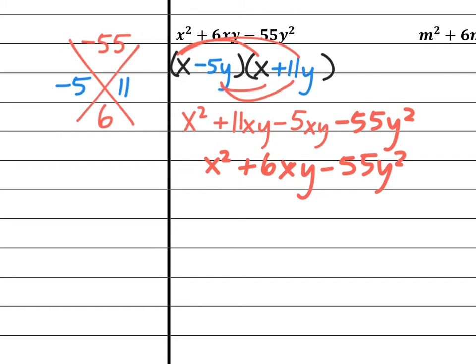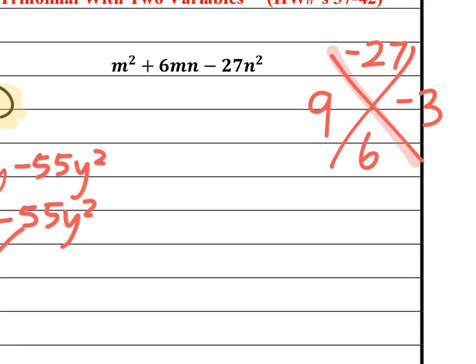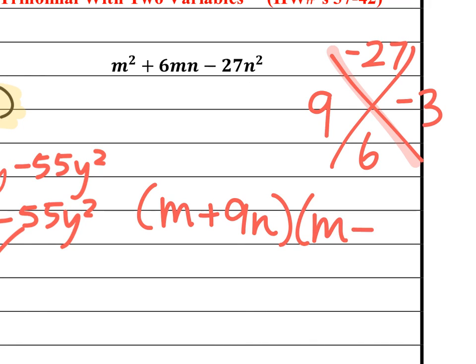So there's your strategy. I want you to try the last one on your own. So just checking, yes, it does work. So remember, your final answer is still this part here. What are my two numbers going to be? Luke, go ahead. 9 and negative 3. Yeah. So then it's going to be m plus 9n and m minus 3n.